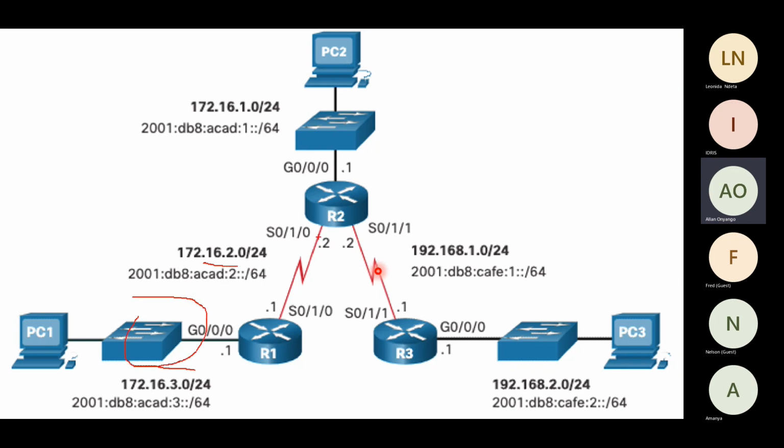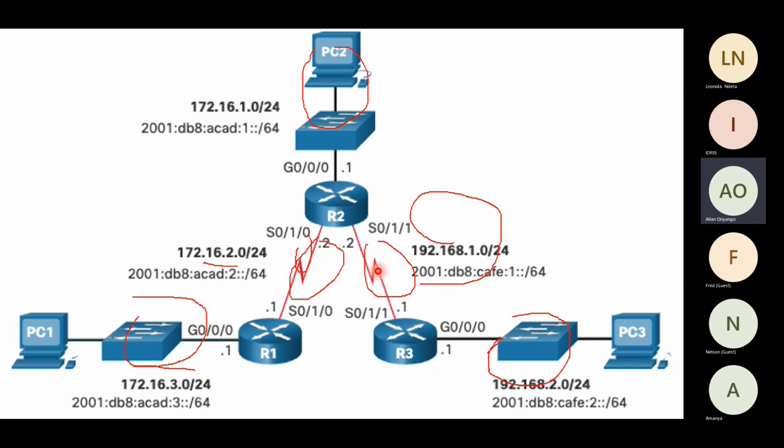This one here and this one here. Those ones are directly attached to R1. R2 is directly attached to this network, the LAN here, and the one here. So R2 has three directly connected networks. R3 has two, which is this one and the LAN of R3.